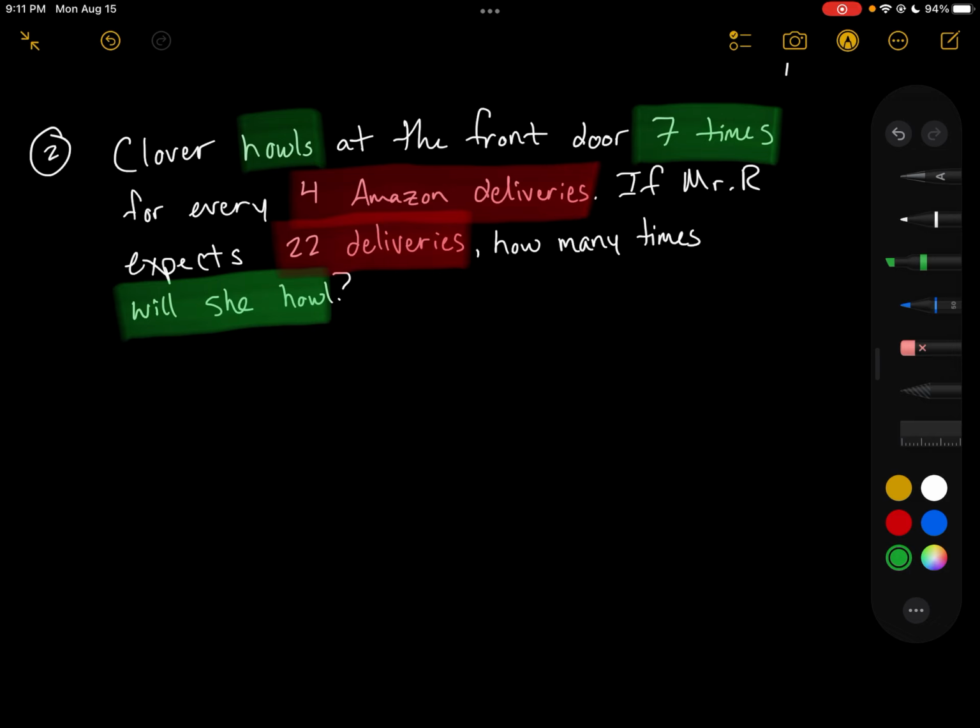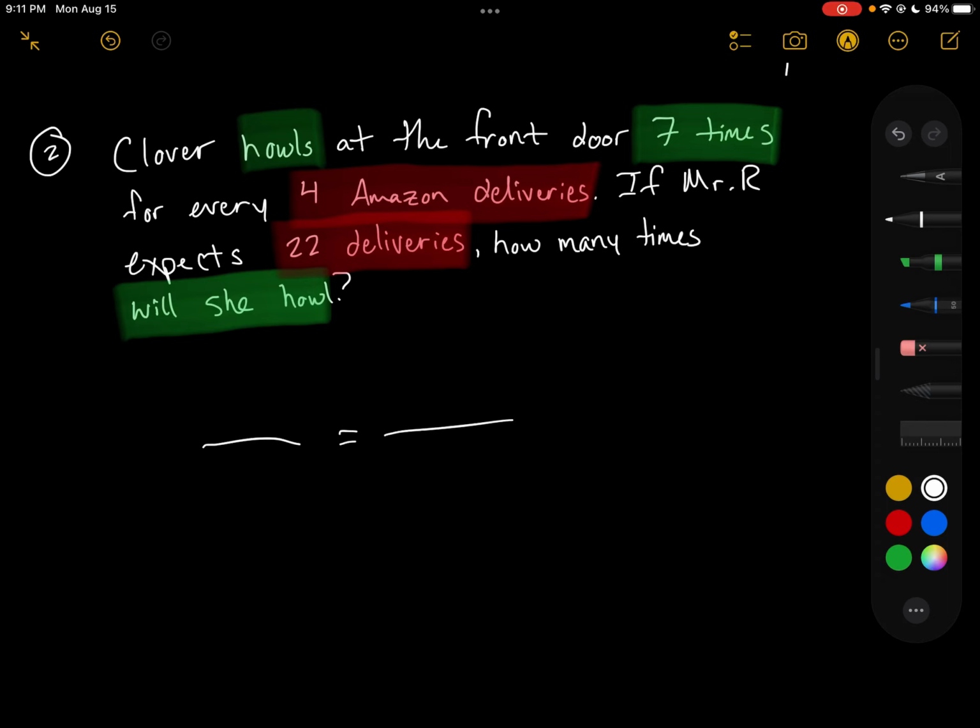If we're taking a look at this, there are 2 things that are happening here. I'm getting packages from Amazon. I have an addiction. I can't stop. And the second thing that's happening is my dog is howling. She also cannot stop howling. It's just automatic for her.